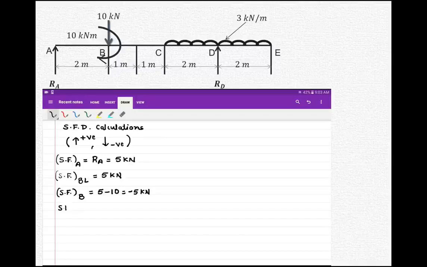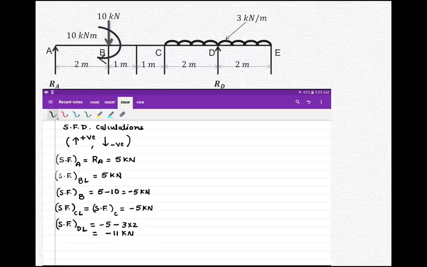Now no other force acts between B and C, so whatever is the shear force at C left, the same will be at C, and that is equal to shear force at B. Then shear force at D left, we have to take into consideration the effect of UDL of 3 into 2 also into account, and that is acting in the downward direction. So total will be minus 11.